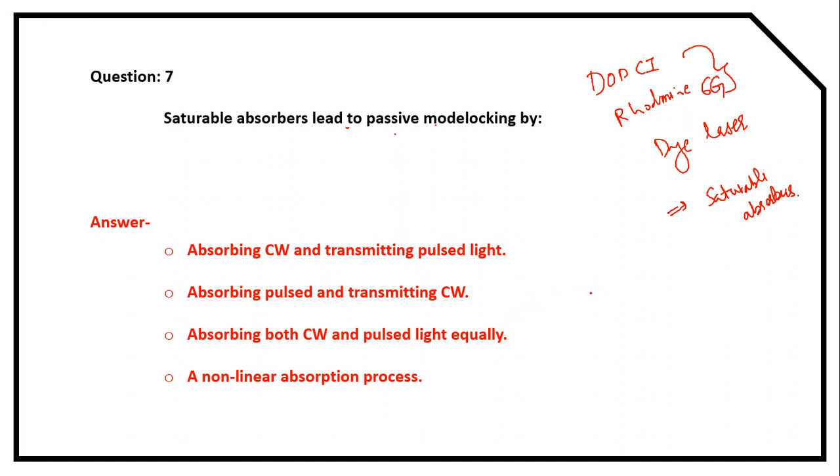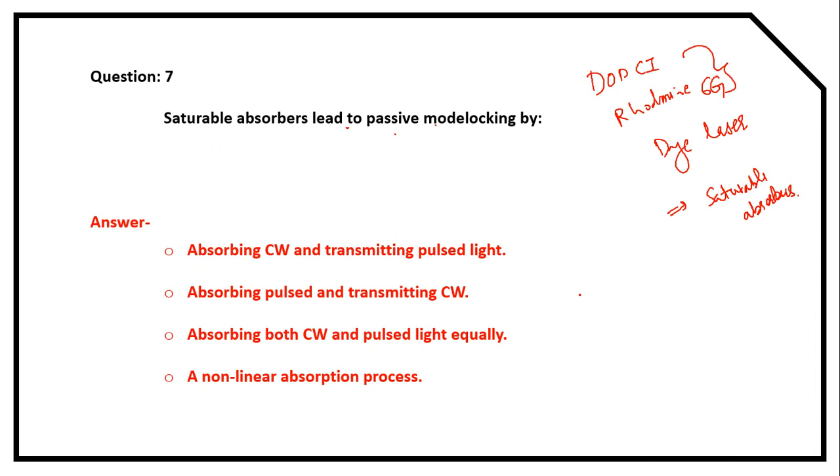Saturable absorbers, what do they do? This is the function we are going to study here. There are two terms: first is active mode locking and the second one is passive mode locking. So what is active mode locking? If it uses some instrument or device for mode locking the pulse, then it is called active mode locking. The second thing is, if it uses some chemical, then it is called passive mode locking.